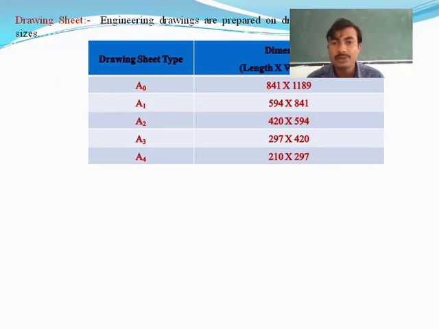A0 is having the dimensions 841 by 1189. A1 is having the dimensions 594 by 841. Similarly, A2 420 by 594, A3 297 by 420, A4 210 by 297. Among all these types of drawing sheets, the students will prefer to use A2 drawing sheet, that is 420 by 594 drawing sheet. The next part is the scale.